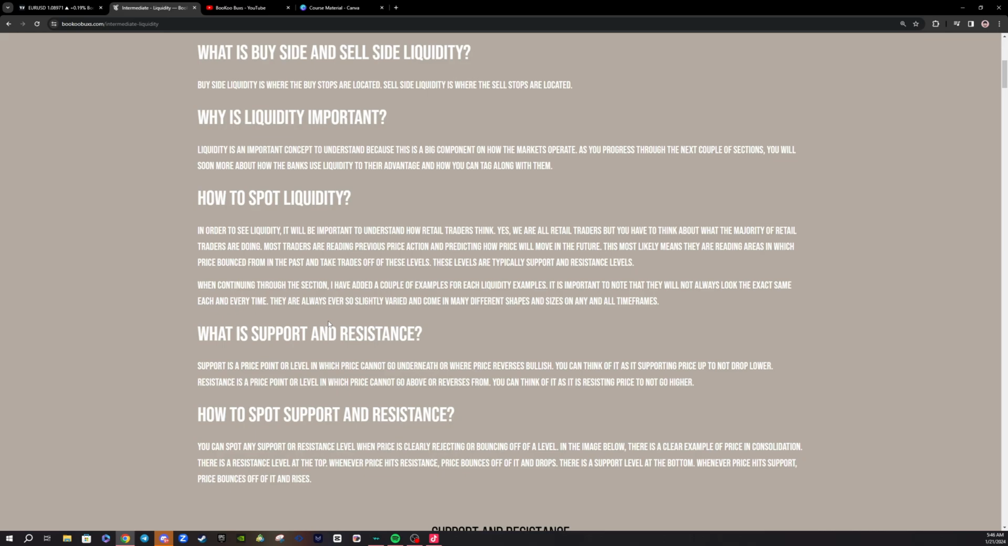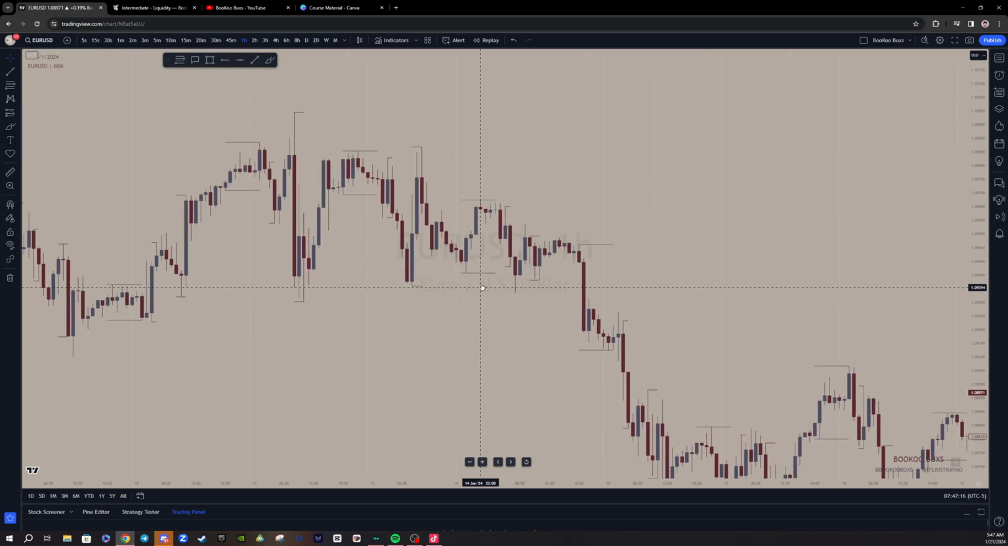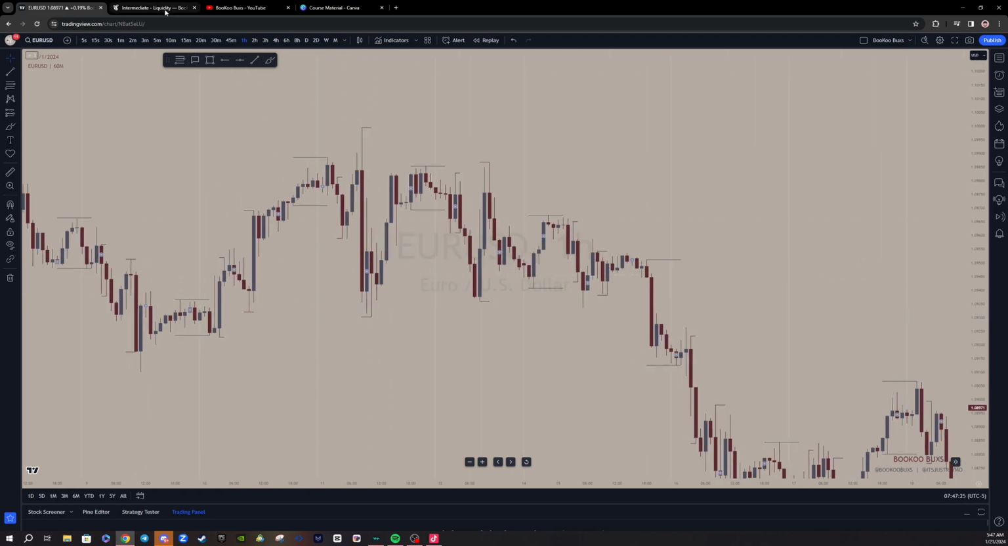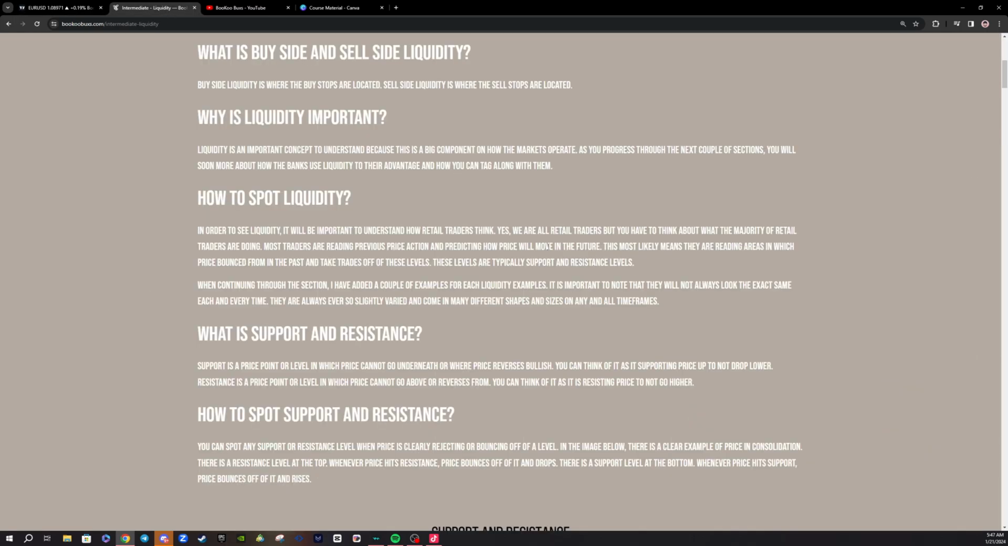When continuing through the section, I have added a couple of examples for each liquidity type. It is important to note that they will not always look the exact same each and every time. They are always ever so slightly varied and come in many different shapes and sizes on any and all timeframes. As I said before, I will get into examples of how they all look. Although I cannot show you every single example because every single day the markets are different. They form different areas, different wicks, different candlesticks. But even though they are ever so slightly different each and every day, the concepts that I teach still apply to everyday price action.